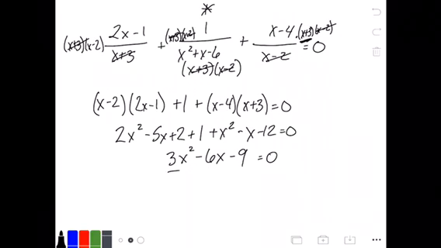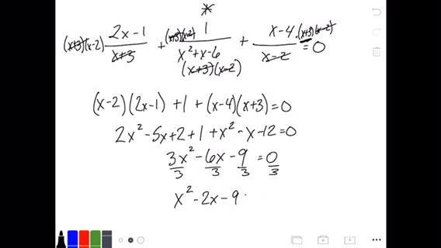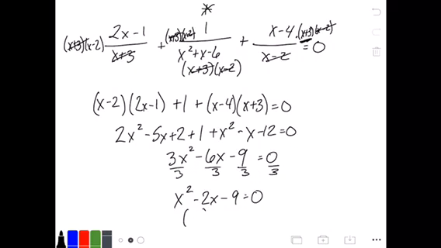You can say factor out 1/3, but technically what I'm doing here is I'm dividing everything by 3. So divide that term by 3, this by 3, and then also that 0 by 3, because what you do to one side you have to do to the other. Then you're left with x² - 2x - 3 = 0. And this actually factors very nicely. Factors of -3, when you add them together, give you -2.